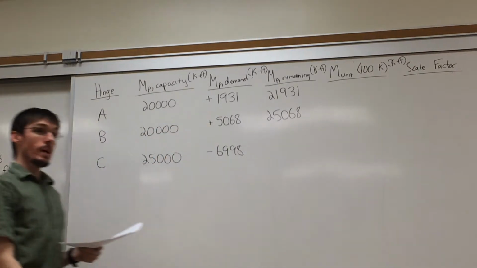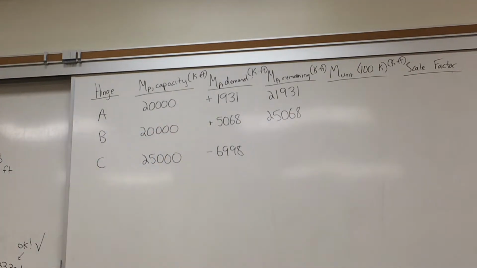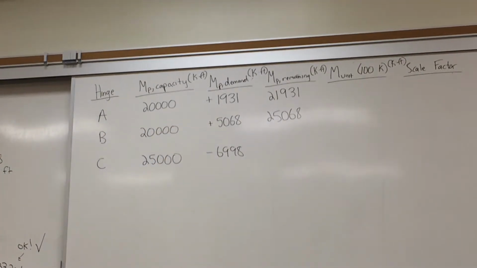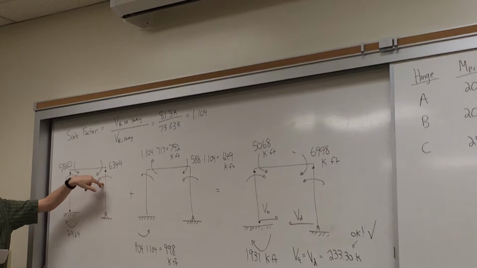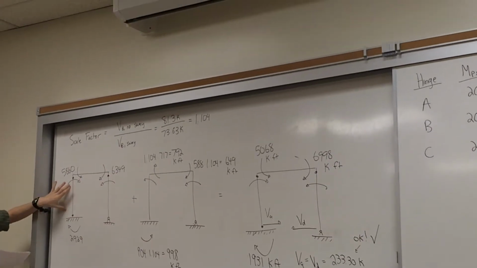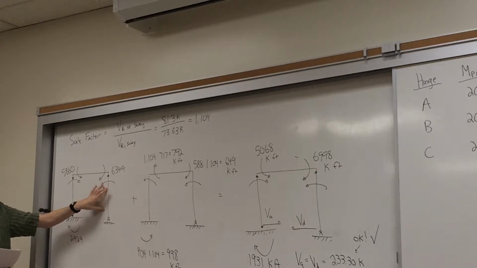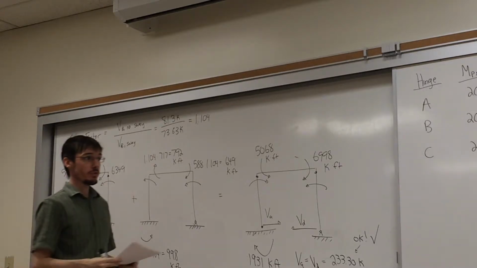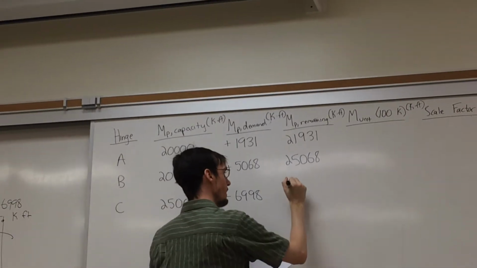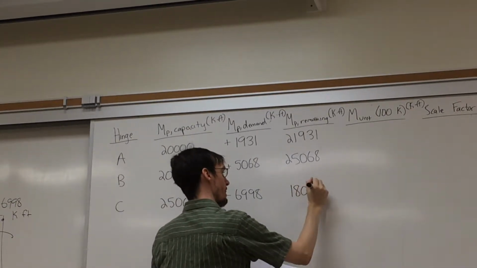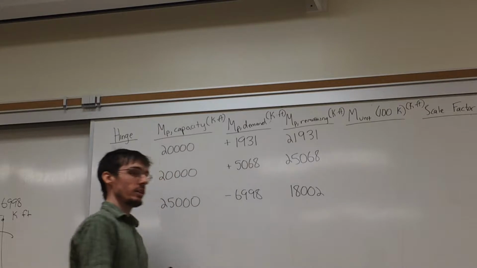But on the other hand, for member CD, we see that this moment and this moment are in the same direction, which means the capacity here is being used up by the dead load. So instead of getting this additional capacity, like we did in member AB, member CD actually has moment being consumed just from the dead load. And so this will be subtracted. And you'll end up like this.